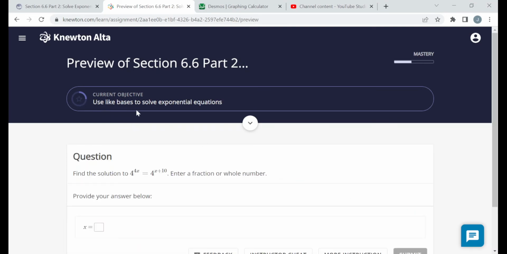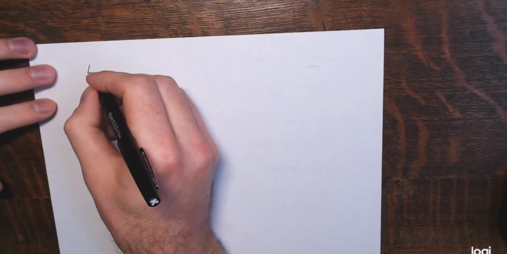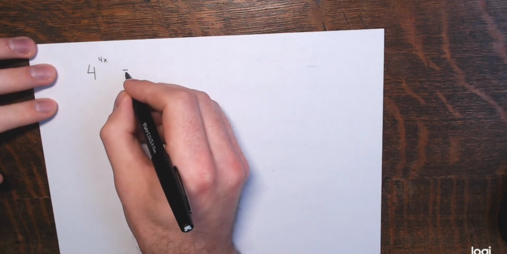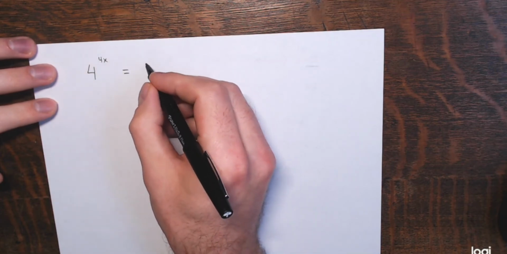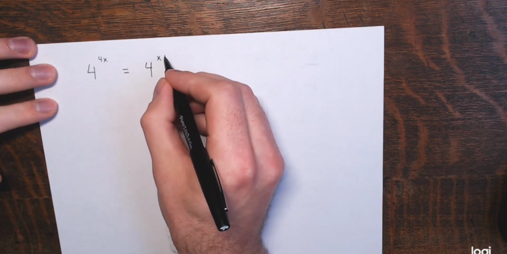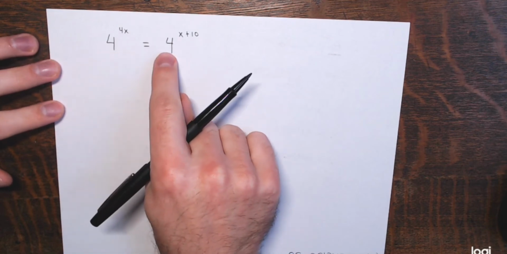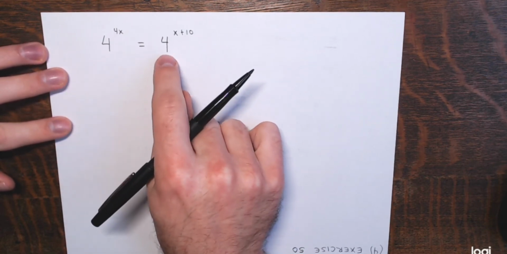So use like bases. Now this is one where they're already set up to where you can use the one-to-one property immediately. So once again, I'll just quickly write this one out. This should be a fast one. Because the left side is 4 to the 4x power equals, the right side is 4 to the x plus 10 power. And these are already set up the way that I want. Both sides already have the same base.